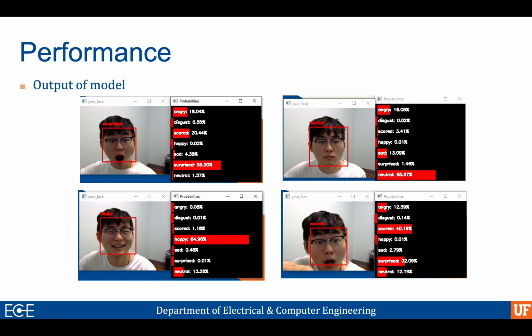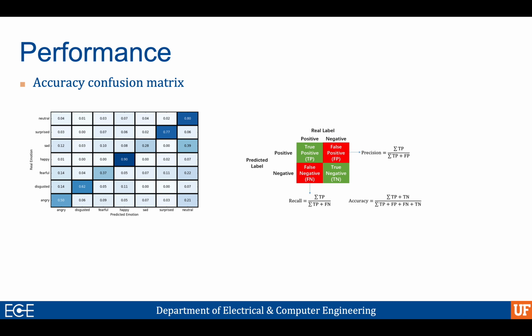And that's the output of my demo. I just use myself to test this model. And in order to know how my model performs, I use accuracy and a confusion matrix. The basic idea for using the accuracy confusion matrix is shown here, and after using this way, I can know the average accuracy for my model.